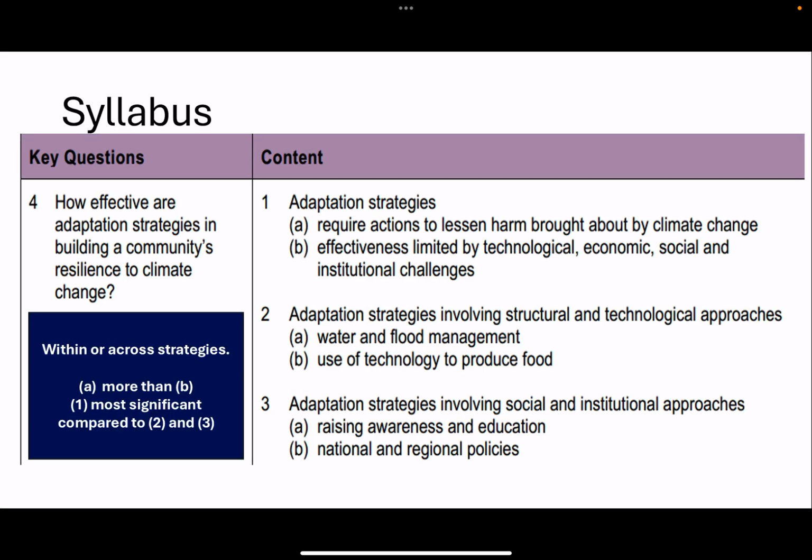For KQ4 in topic 3, the finale, right? How effective are adaptation strategies in building communities' resilience to climate change? What are we looking at? We're looking at adaptation strategies. What kind of adaptation strategies? Whether it's structural, technological, or you're looking at social and institutional. How do these strategies work?